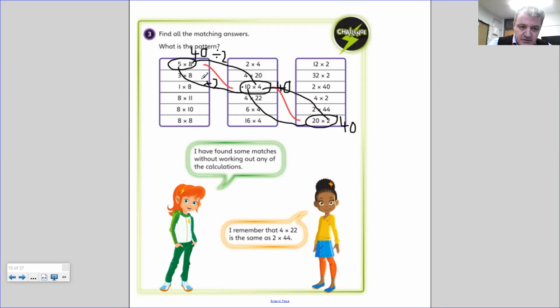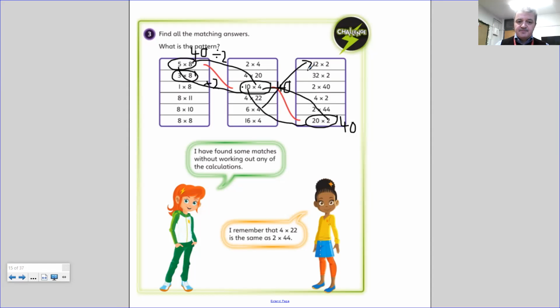Can you spot anywhere? What's double 3? Double 3 is 6. What's half of 8? It is 4. So 3 times 8 is the same as 6 times 4. What about if we double 6? We get 12. And if we half 4, we get 2.